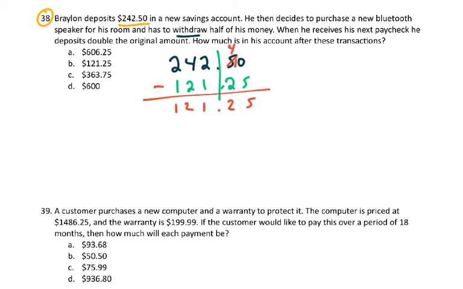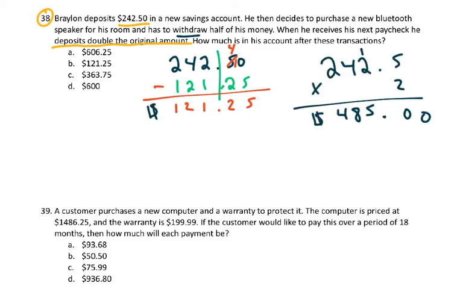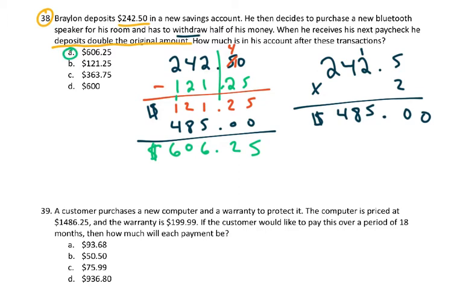The next part of the problem says when he receives his next paycheck, he deposits, so he puts in double the original amount. So double that 242.5, and he adds that onto it. So let's find double 242.5. I got $485, and he's adding that onto it since he's depositing it back in. So you're going to add that up and get your answer A, $606.25.